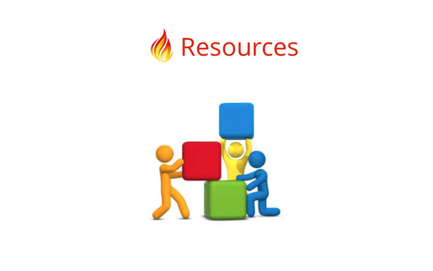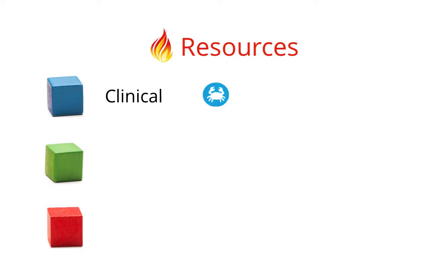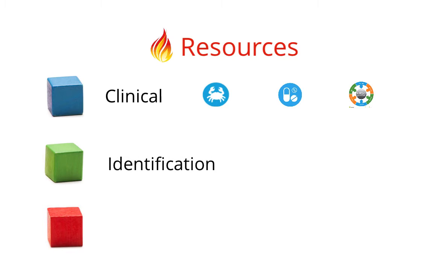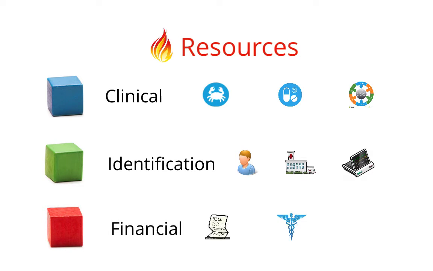The basic building blocks of FHIR are called resources. Resources are broken down into distinct categories that can reference each other to form a more complete picture. Some examples of resources include clinical resources, such as allergies, medications, and care plans, identification resources that include patient, location of service, and device information, and financial resources that include billing, insurance coverage, and eligibility information.